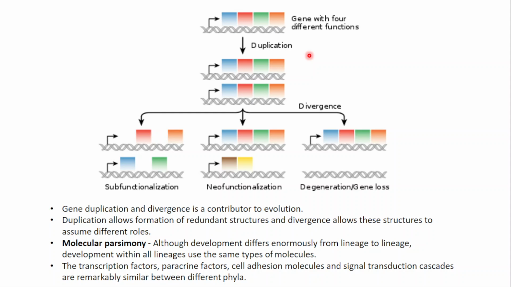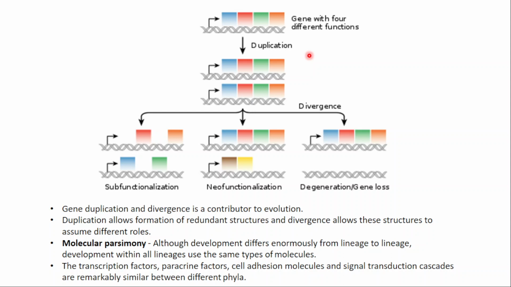And what is molecular parsimony? Molecular parsimony says that although development differs enormously from lineage to lineage, development within all lineages uses the same type of molecules. So we have the same type of toolkit for all the organisms and body plans and any tissue that will developmentally originate. This is known as molecular parsimony. The simplest toolkit required for development of different enormous structures from lineage to lineage.